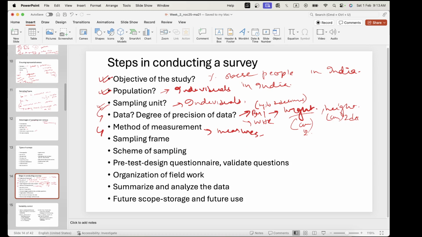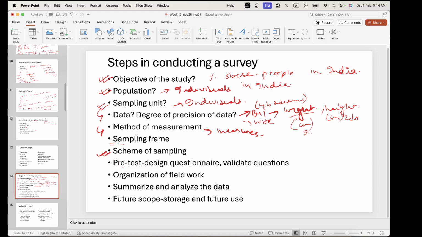Okay, and then once I have the sampling unit decided, the sampling frame is also decided, because that will be all the individuals in India, all individuals living in India, I'm sorry. And then the scheme of sampling, do I want to sample randomly, do I specifically want to target a particular section, or am I just going to use my judgment and convenience to get the samples. That's up to me. That is one thing I should decide.